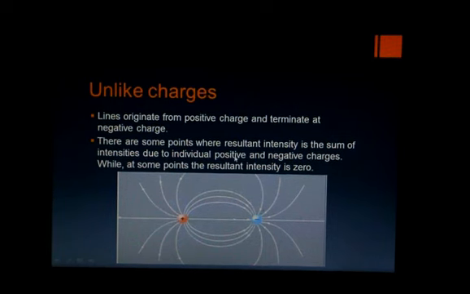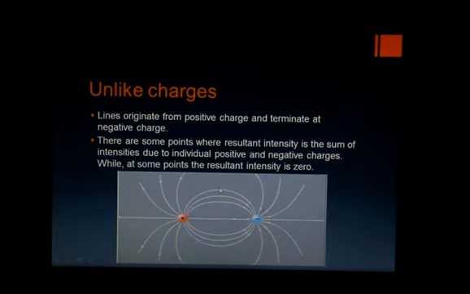There are some points where the resultant intensity is the sum of intensities due to individual positive and negative charges. What does it mean? When we come to the map, what is a map? A map determines the electric field in terms of electric lines of force. So this is the map, that is the electric field. And the electric field is representing some points where the resultant intensity is large because the lines of force are very close and have the same direction.